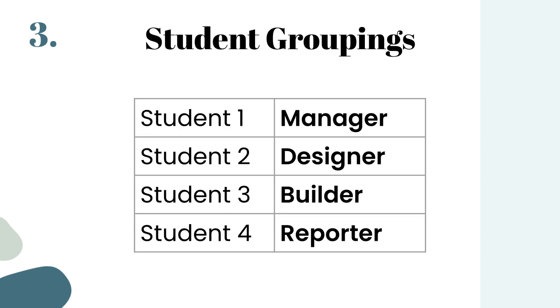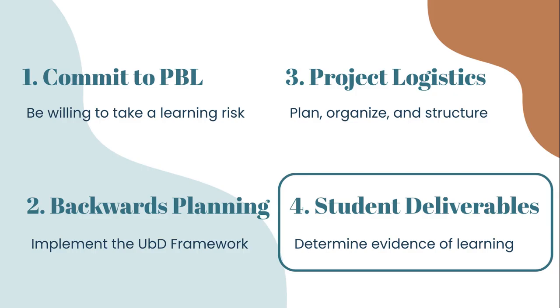If you have your students work in small groups, I suggest having each student play a different role in the group so that each student has some accountability and contributes to a different part of the project. In my projects, I like to have my students be the manager, the designer, the builder, and the reporter. This allows each student to contribute differently to the group and having everyone be accountable for a different part.